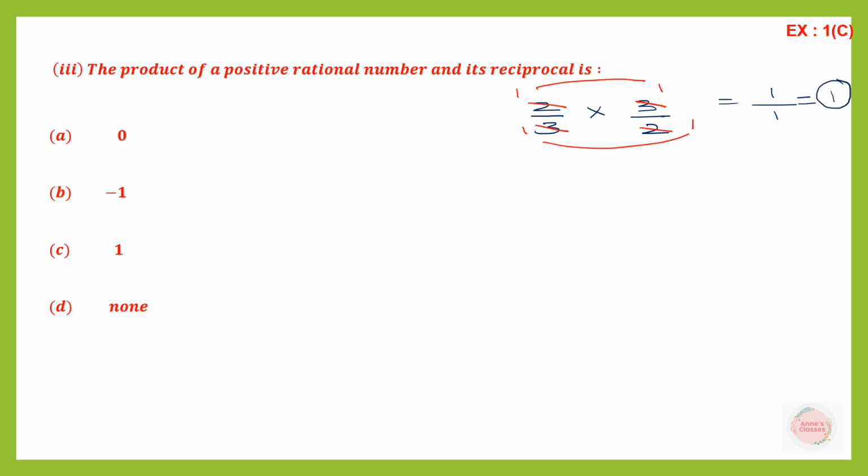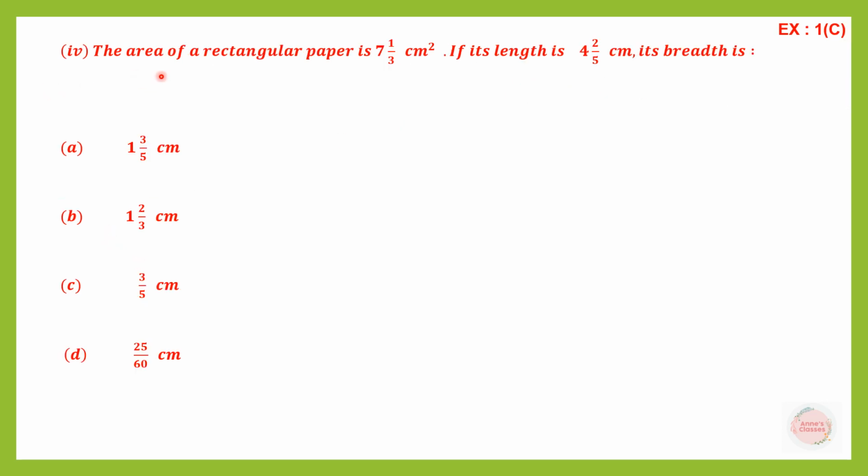So what is the answer? 1, which is option C. So the product of a positive rational number and its reciprocal is 1. Question 4. The area of a rectangular paper is given to us, 7 1 by 3 centimeters square. If its length is 4 2 by 5 centimeters, its breadth is one of these.